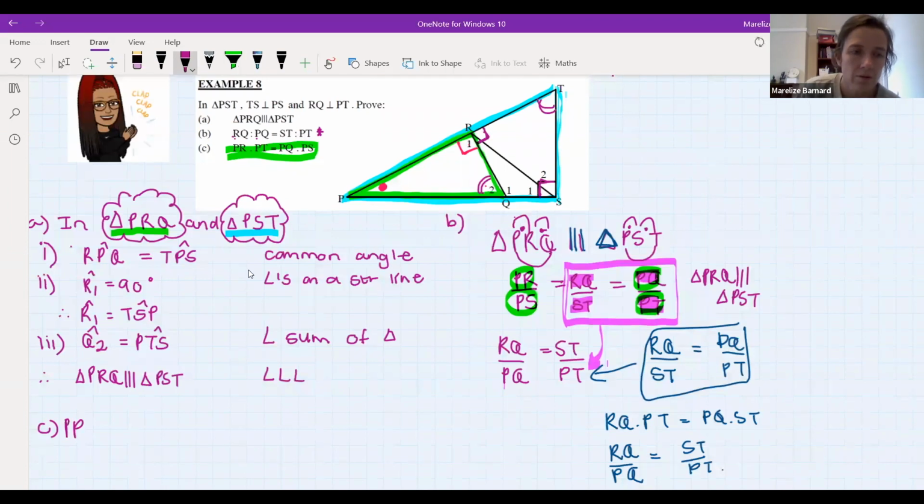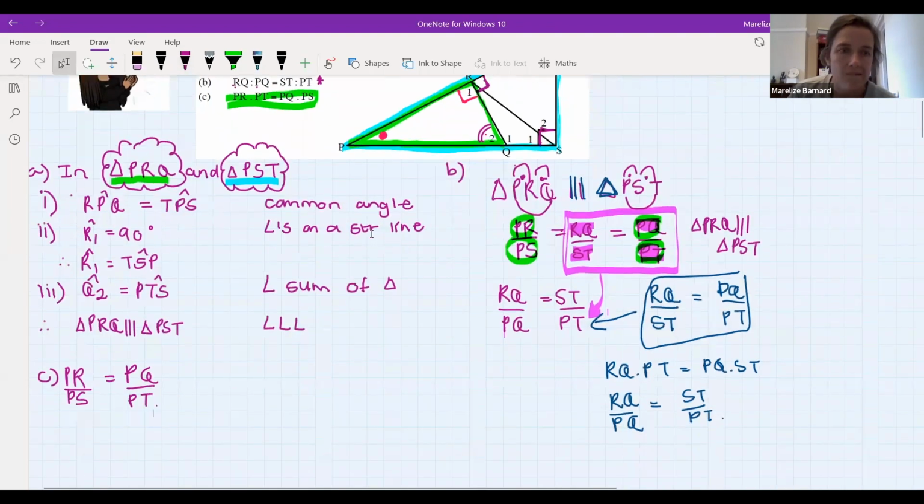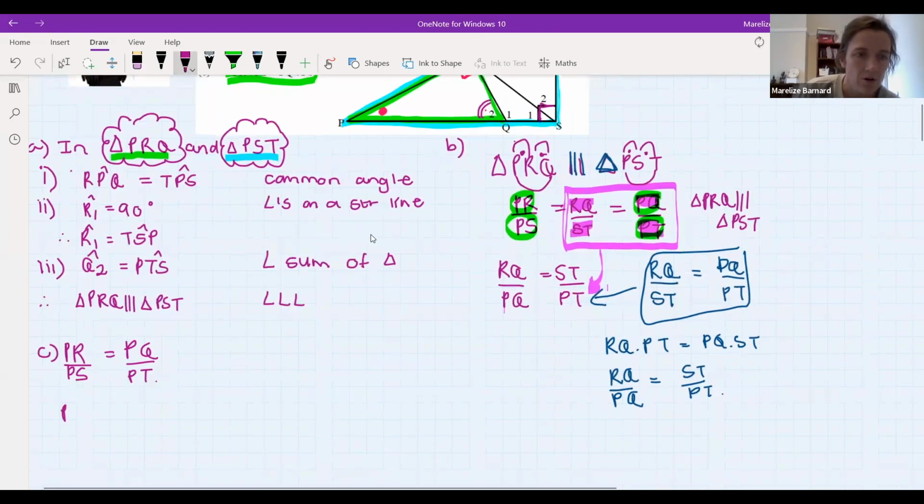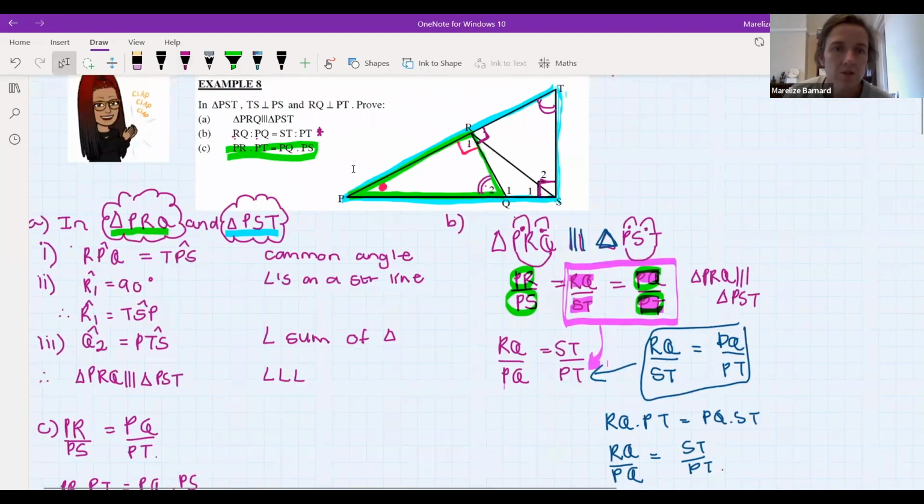PR over PS is equal to PQ over PT. And then again, it's just a matter of cross multiplication. PR times PT is PQ times PS. Right. And that's it. We've proved it. So all these questions just stem from the fact that the sides are in proportion.